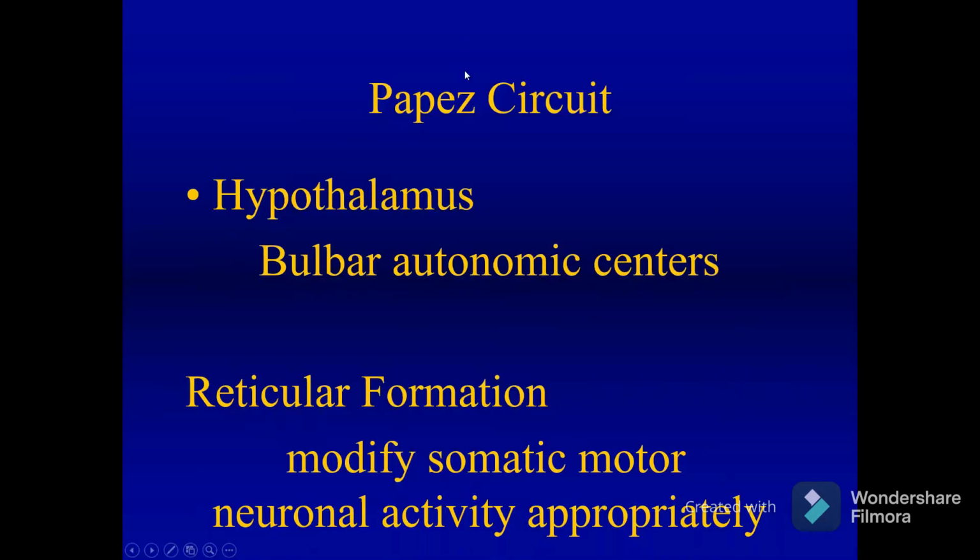Now this Papez circuit has the connection with the hypothalamus. Then it is also connected to the bulbar autonomic centers. It is important for the production of the autonomic changes in relation to the emotion. The reticular formation is also connected with the Papez circuit. It modifies somatic motor neuronal activity appropriately.